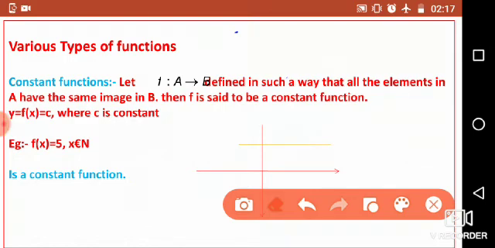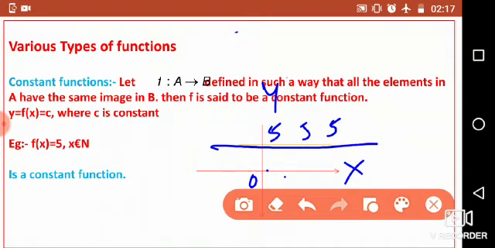We denote the horizontal line as the x-axis, the vertical line as the y-axis, and the point of intersection is the origin. If x is 1, y is 5. If x is 2, y is 5. If x is 3, y is 5. Therefore, if I join these points, we get a straight line which is parallel to the x-axis. Such a function is called a constant function.